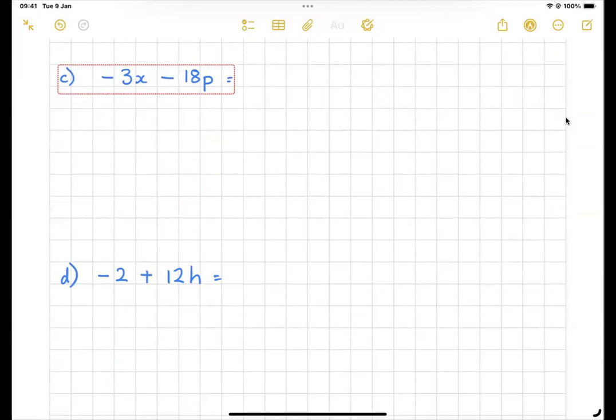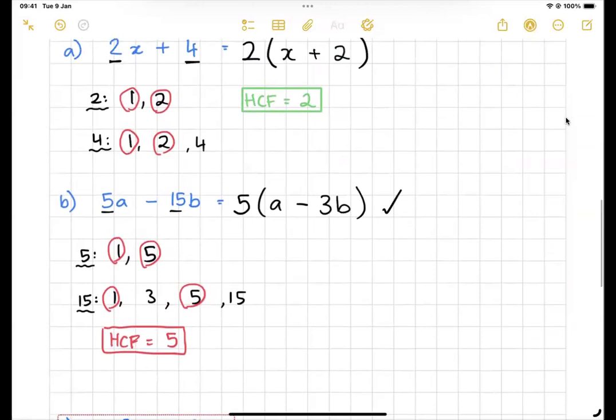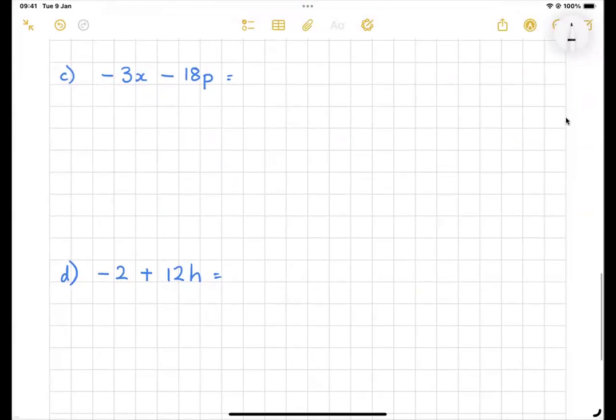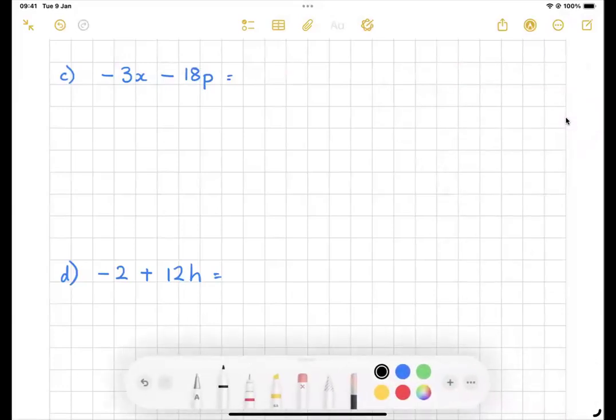So in part 1, what you looked at was the highest common factor being a positive number. Okay, so for example, this 2 and this 5. In today's video, it's going to be dealing with negative common factors. Same thing kind of applies to your positive, it's just we're dealing with negatives, that's it.